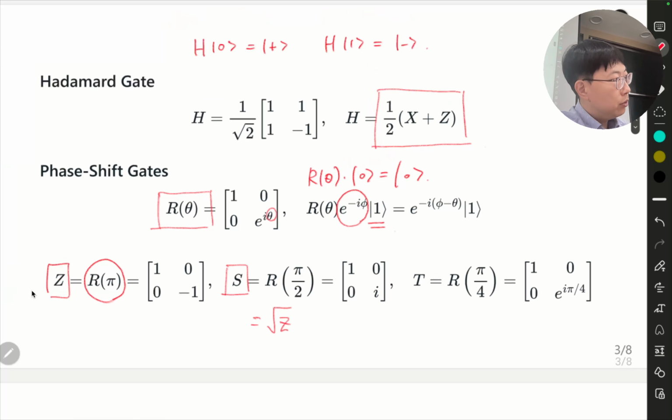And you can also shift the phase by pi over 4. Ideally, you can do it forever, like any angle you can choose for the shifting angle. And there are names for these special angles, S and T.